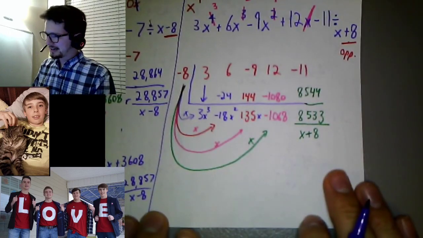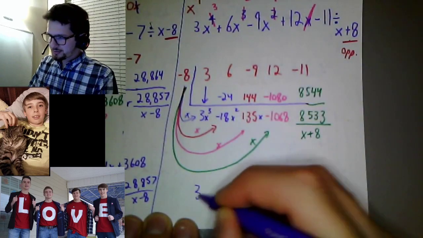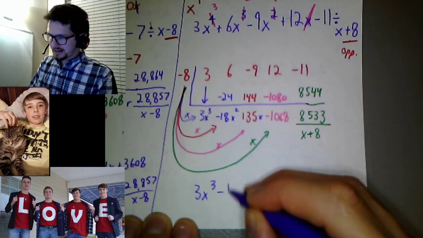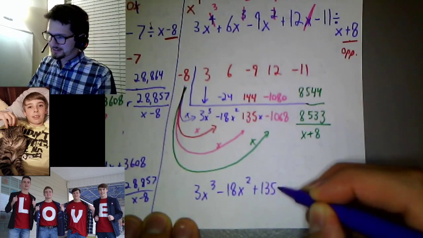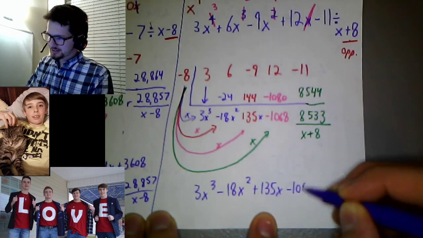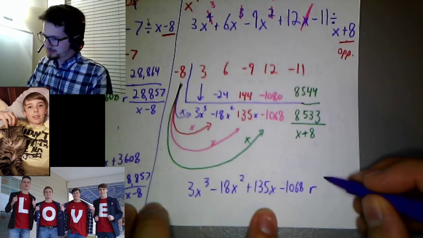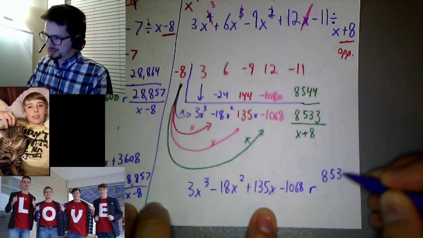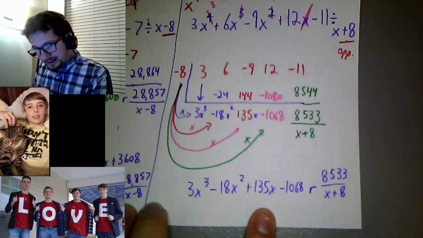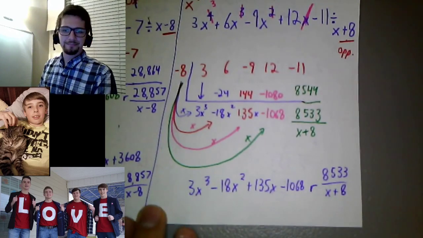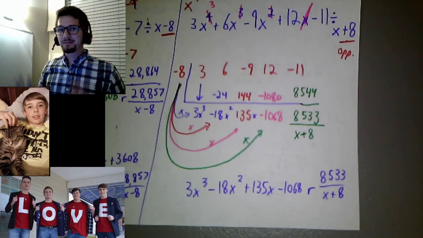Rewriting this to not look like a hot mess. 3x cubed minus 18x squared plus 135x minus 1068 with the remainder of 8,533 over x plus 8. And that is final. There are my problems.